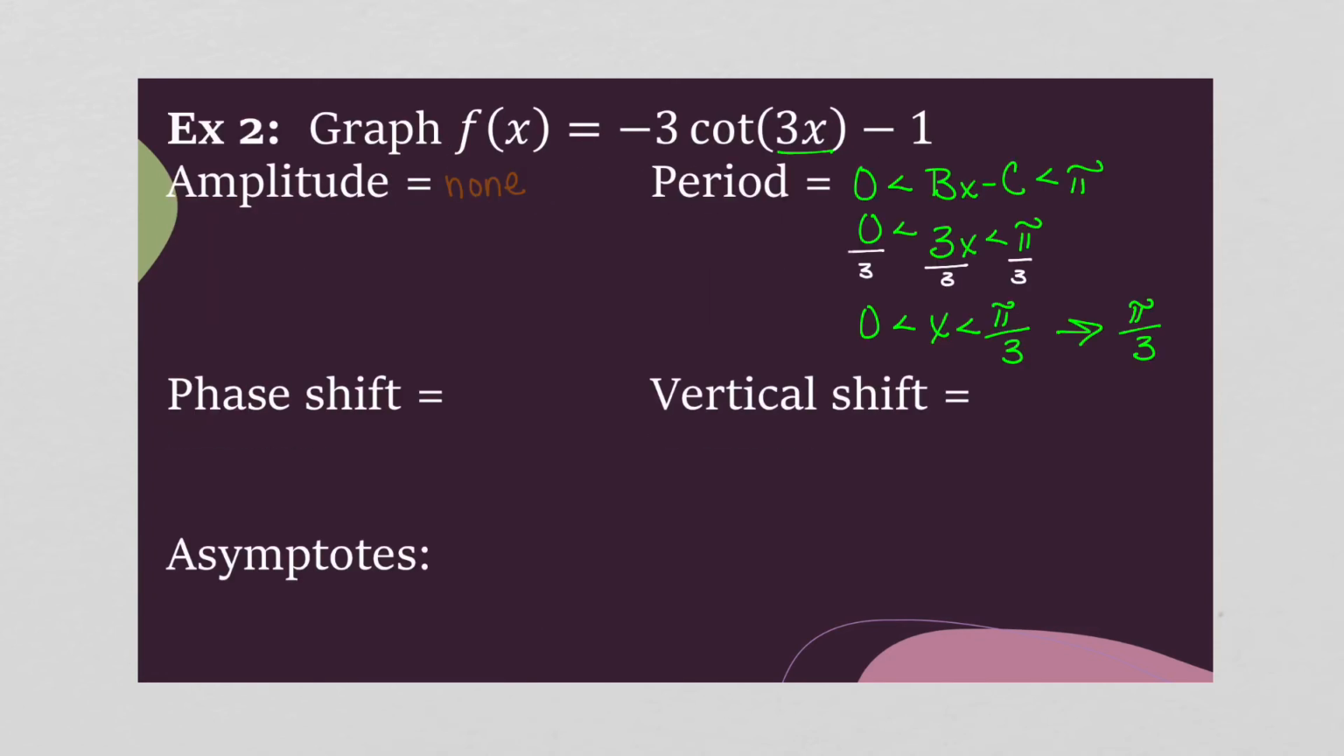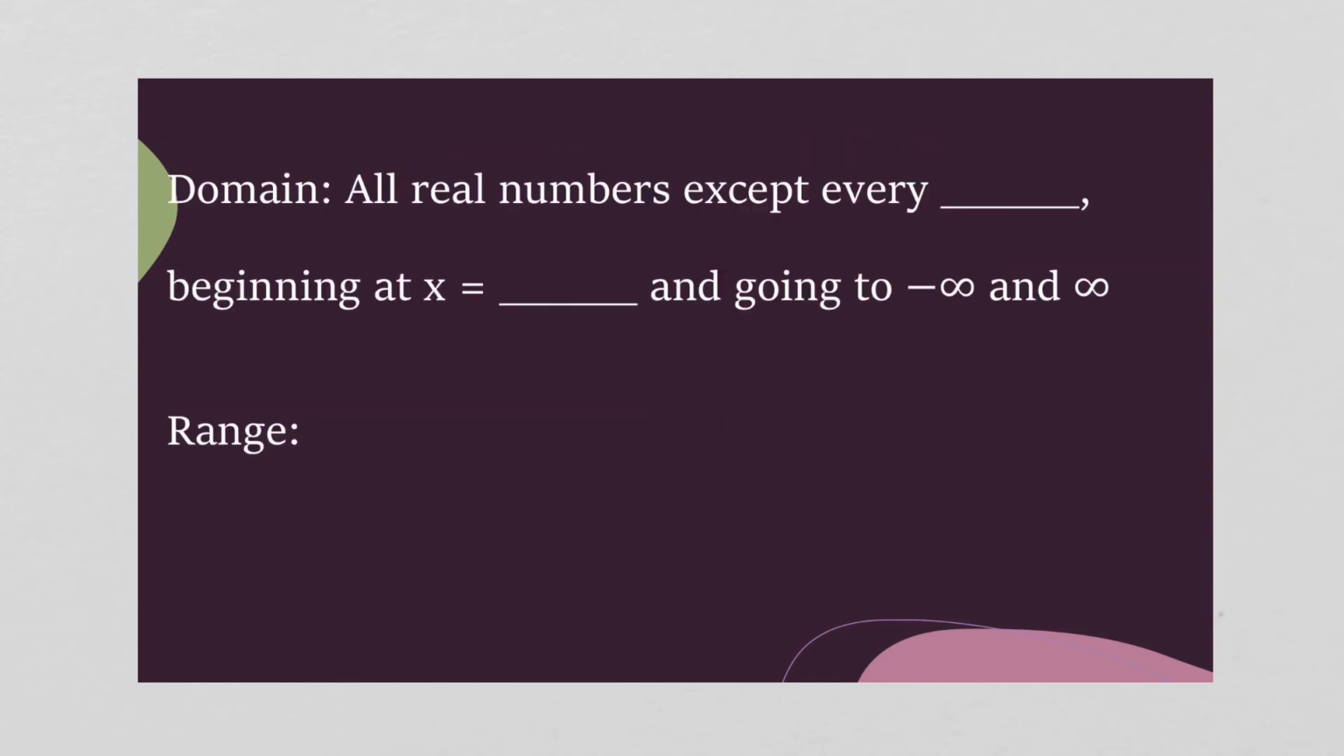Phase shift, there's no C here, so no phase shift. Vertical shift, there is a vertical shift. We have down 1. We want to know our asymptotes. Well, we've actually already found our asymptotes, okay? The asymptotes are at either end of that period, 0 and pi over 3. So one is x equals 0, another is x equals pi over 3. And I only ask you for 2 of them because it goes on forever. So I can go ahead and graph those.